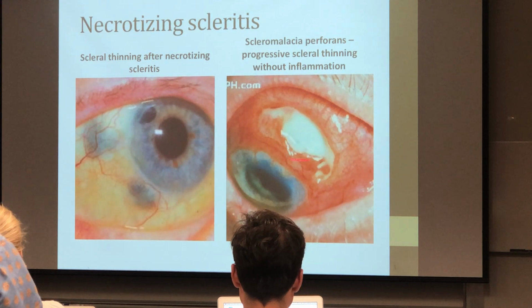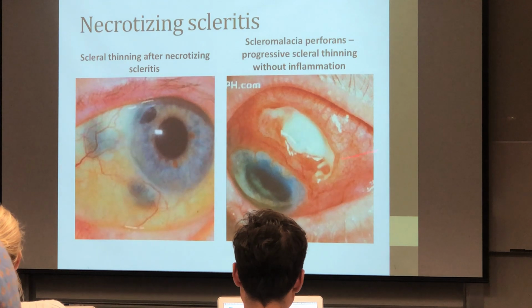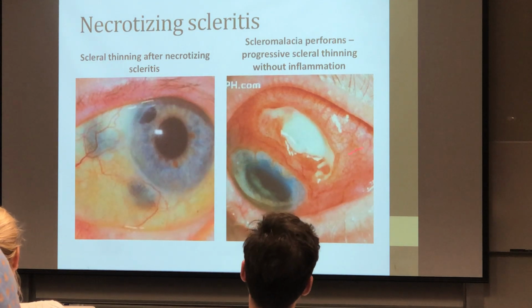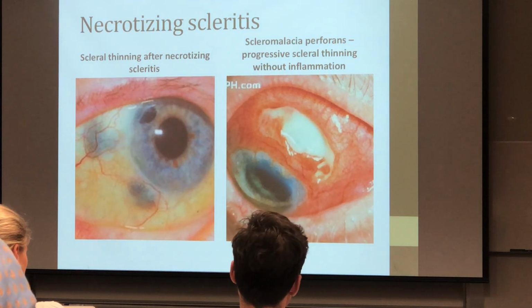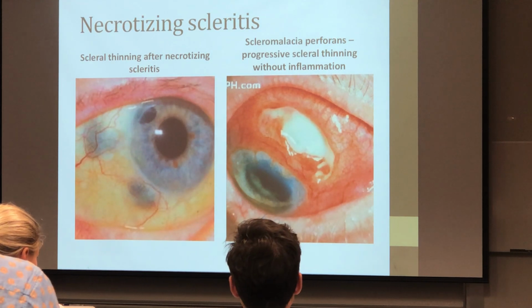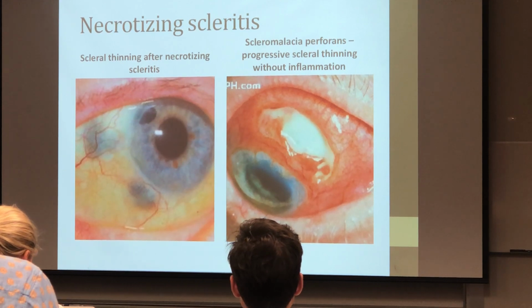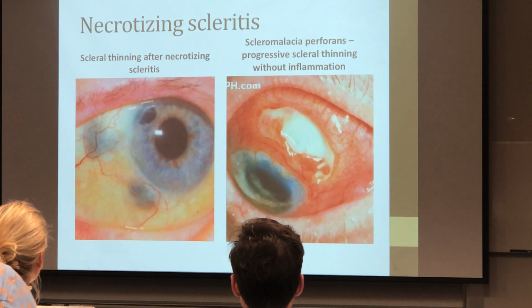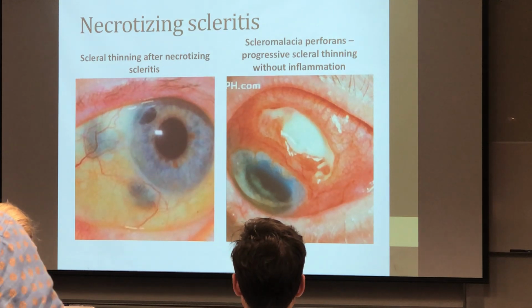This is a particular subset of necrotizing scleritis. This is scleromalacia perforans. This white area looks like putty, and this is necrotic collagen there. And there's no inflammation there because there's no blood vessels. They're occluded.